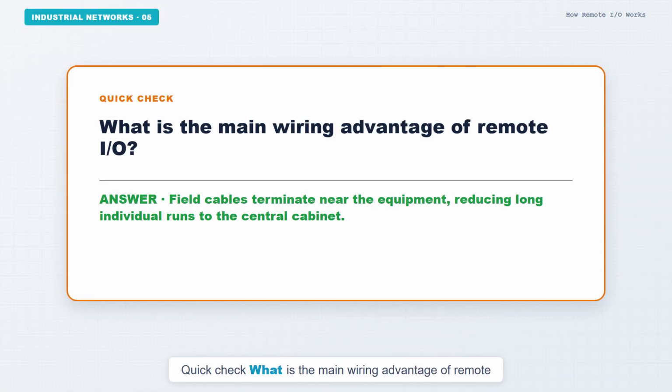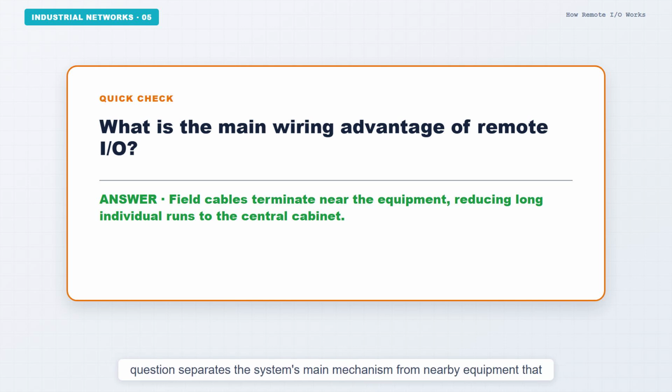Quick check. What is the main wiring advantage of remote I/O? The best answer is, field cables terminate near the equipment, reducing long individual runs to the central cabinet. The question separates the system's main mechanism from nearby equipment that may only display, supervise, or support the action.